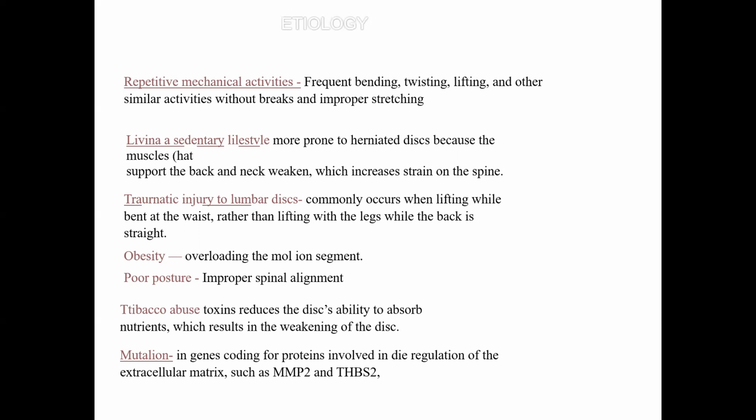Tobacco abuse. Toxins reduce the disc's ability to absorb nutrients, which results in the weakening of the disc. Mutation in genes coding for proteins involved in dysregulation of the extracellular matrix, such as MMP2 and THBS2. Moving on forward to the next slide.